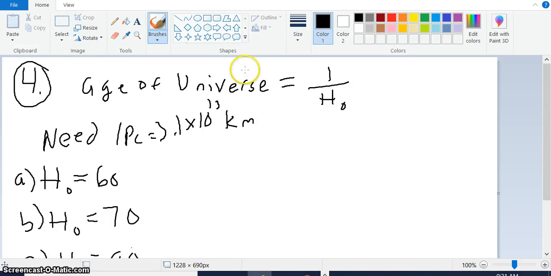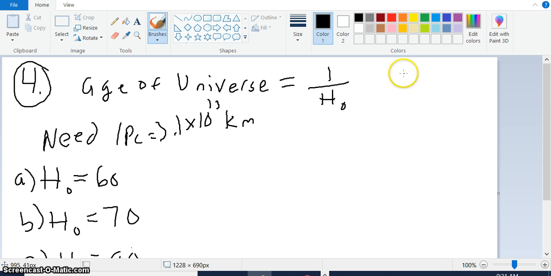All right, so this is number 4. We're calculating the age of the universe, assuming that there's no influence from the cosmological constant, which would cause the universe to accelerate. At least that's what it's currently being used for, to explain the observed acceleration of the universe. We really don't know why the universe is accelerating its expansion, but anyhow, we can do this.